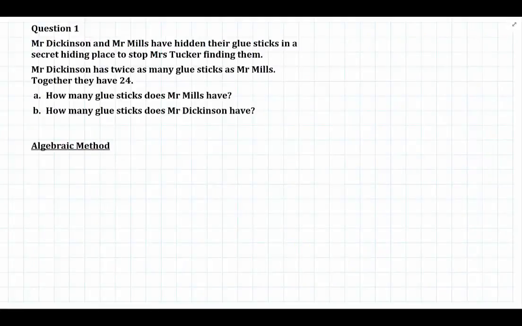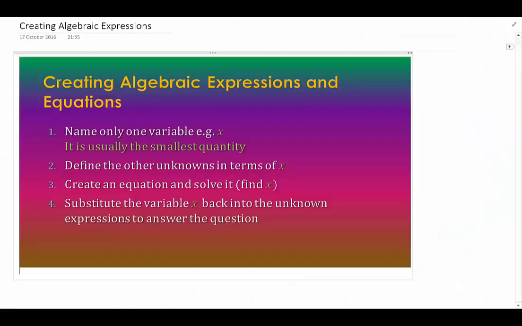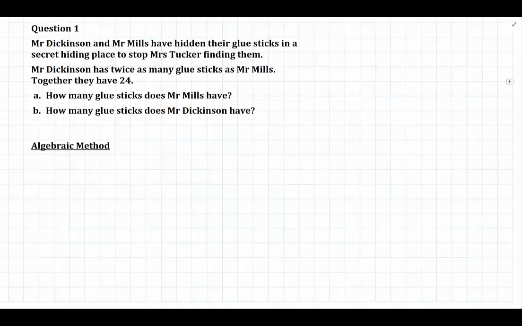The algebraic method. We're going to create algebraic expressions and equations. So step 1. Name only one variable, for example x. It is usually the smallest quantity. So we're going to look for the person with the smallest quantity and give them the variable x. If we look again at the question, Mr. Mills has the smallest quantity.